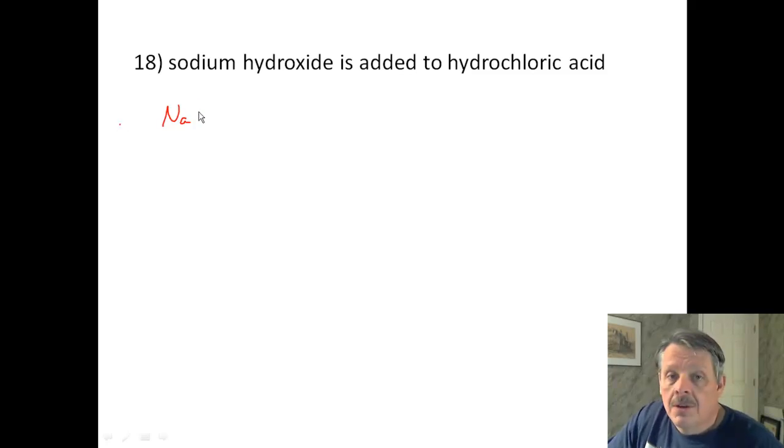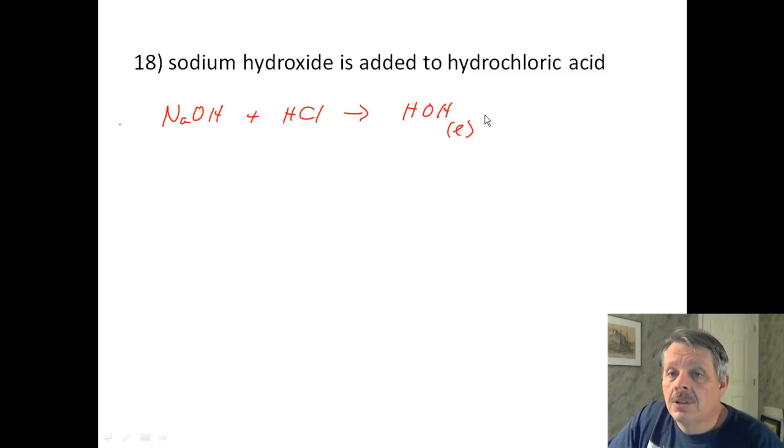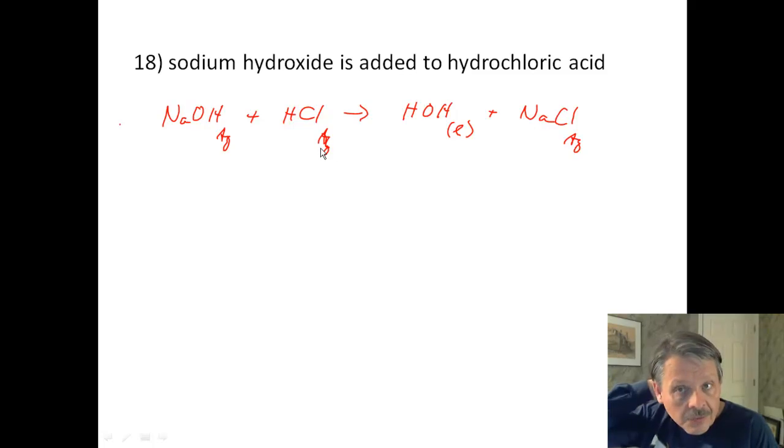So we have NaOH plus HCl gives me, well, we have HOH, which is water, and that's a liquid, plus sodium chloride, which is aqueous. And everything is plus 1 minus 1, so everything cancels. Right? So we're good.